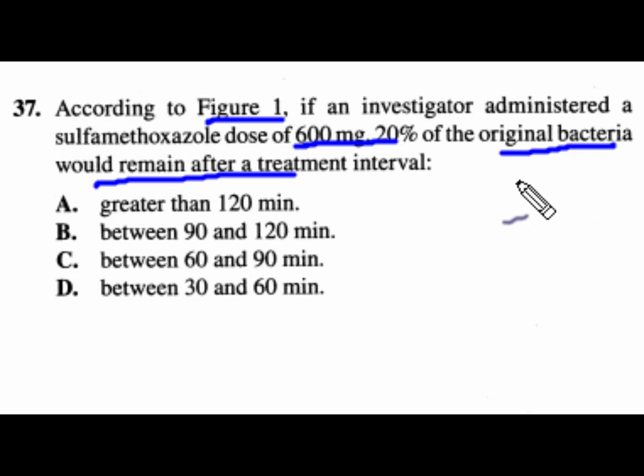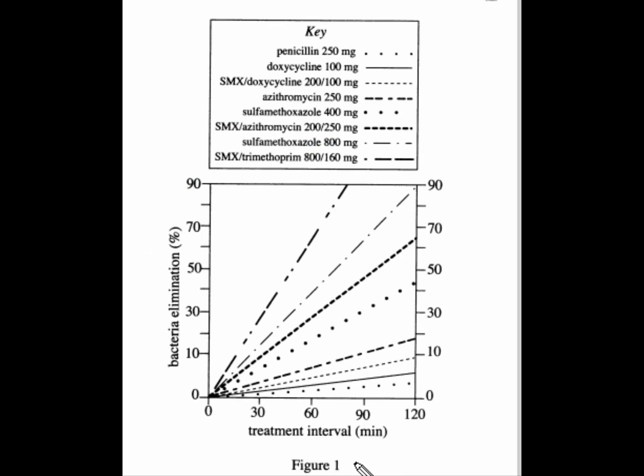Now let's go over and take a look at Figure 1. Here we are in Figure 1, and remember what the question said. It says 20% of the original bacteria remaining. So we go over here, we see treatment interval on the X, and here it says bacteria elimination percentages. So let's convert those words. Those words from the question are 20% of the original remaining.